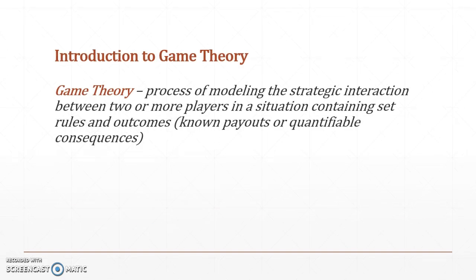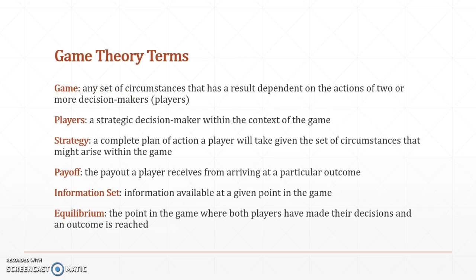So, game theory is basically the process of modeling the strategic interaction between two or more players in a situation containing rules and an outcome. We usually have known payoffs or quantifiable consequences when you make decisions in the game. So with game theory, there's a few terms. A game is any set of circumstances that has a result dependent on the action of two or more decision makers, which are players. Players are decision makers within the context of a game that are trying to use a strategy. The strategy would be a complete plan of action that a player will take given the set of circumstances that might arise within the game.